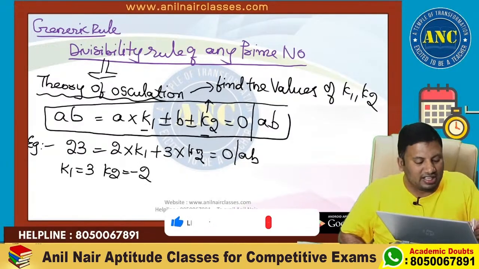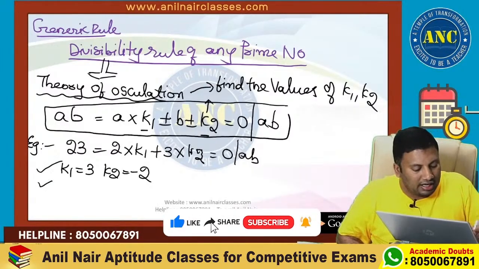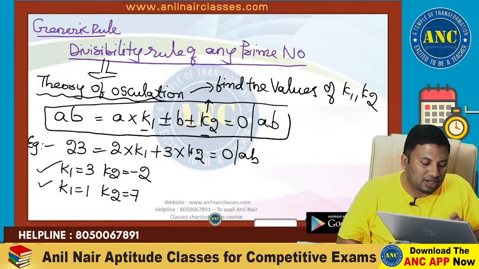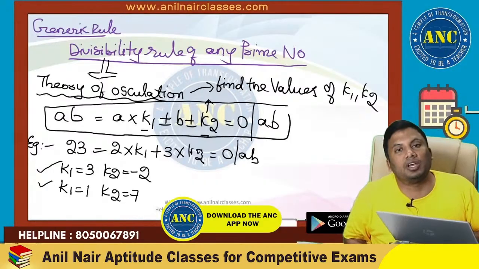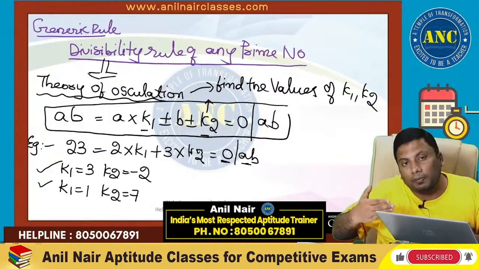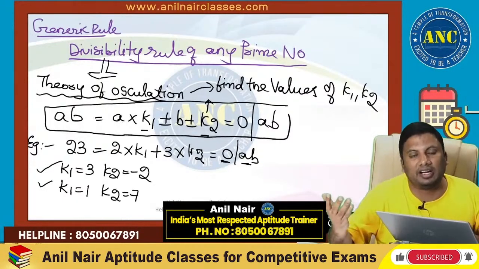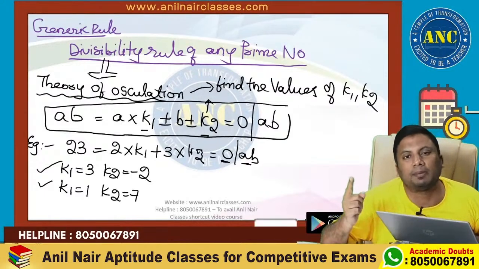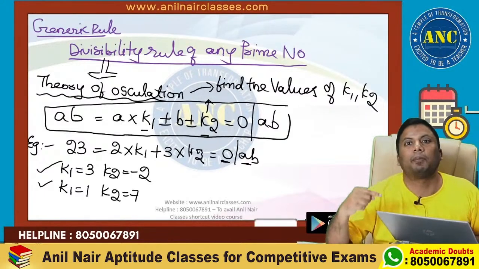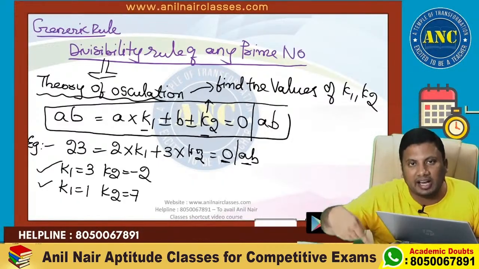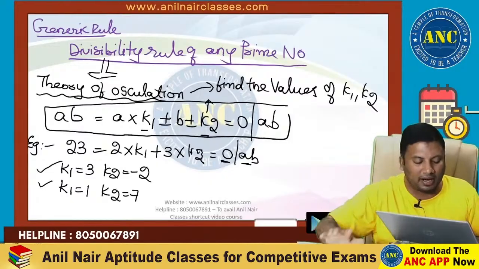6 minus 6 is 0. That is one way, or K1 can be 1 and K2 can be 7. Am I right? 7 3s are 21, 21 plus 2 is 23. Either I should get 0 or AB. There could be multiple values of K1 and K2 which will satisfy this equation. Because there are multiple values for K1 and K2, the prime number divisibility rule is not unique. You can derive your own divisibility rule of a prime number.